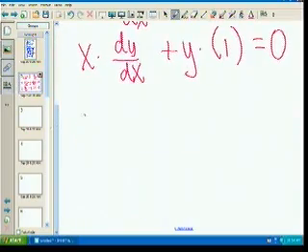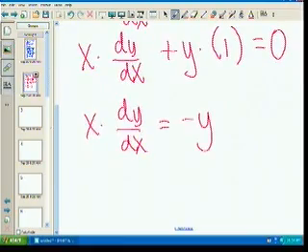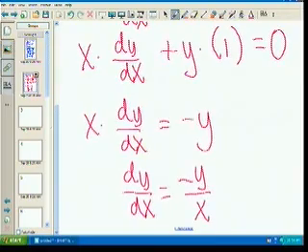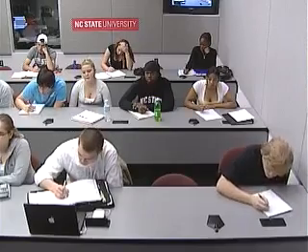So we've got x dy over dx equals what? Negative y. Divide both sides by x. How is that derivative different from any other derivative that we've come up with thus far in this class? It has a y in it.